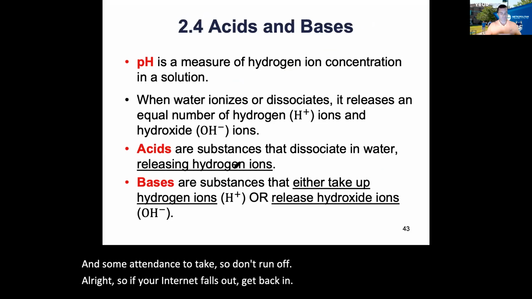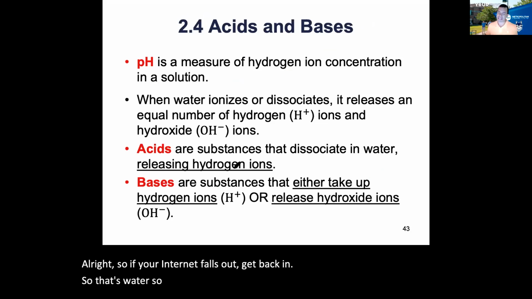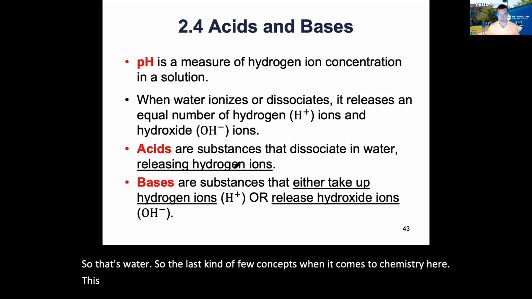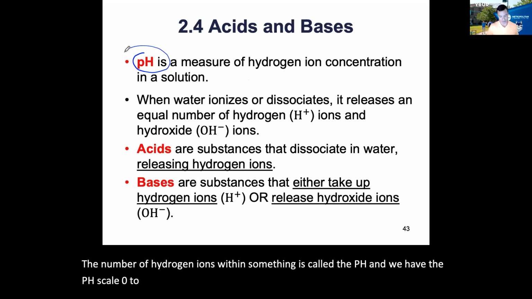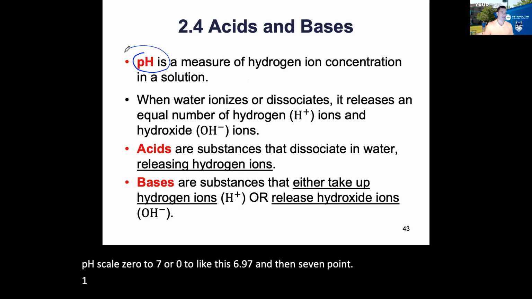Okay. So that's water. So the last few concepts when it comes to chemistry here, this concept of acids and bases, okay? And the way we measure the number of hydrogen ions within something is called the pH, okay? And we have the pH scale 0 to 7, or 0 to like 6.9, 7, and then 7.1 on up is more alkaline or basic, right? You know the pH scale, right?